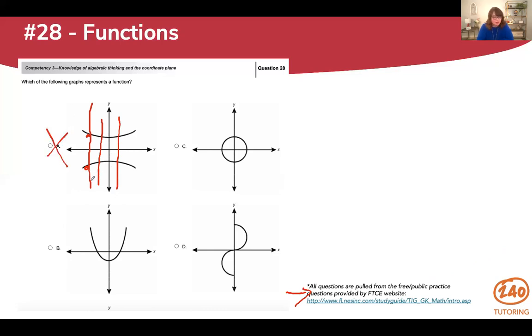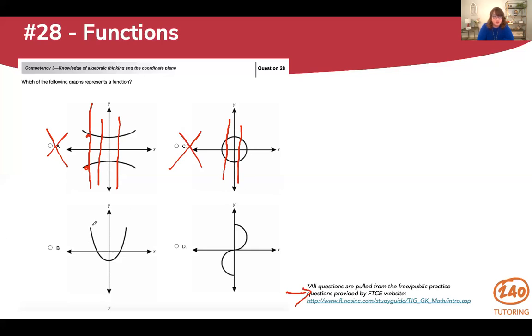Now I can get into much more technical terms here, but just know, if it doesn't pass the vertical line test, it's not a function. Just trust me. We could spend weeks teaching algebra, or just remember, vertical line test. If it crosses in 2 points, it is not a function. All right. C, if we look over here at this one, any place we draw a vertical line, we are going to cross at 2 different points. So C also does not pass the vertical line test.